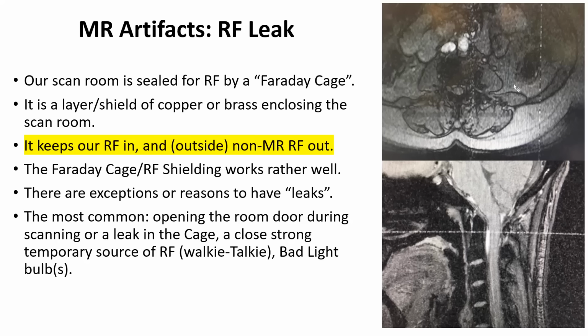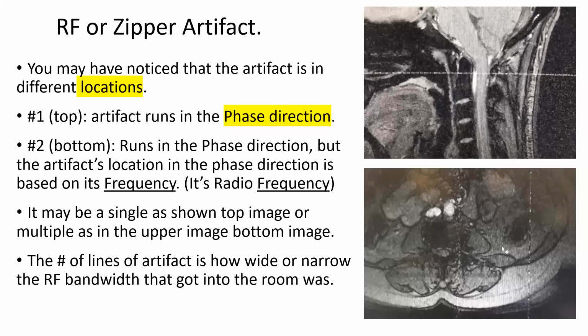Notice its position. Now, granted, phase and frequency is swapped on this, but the RF or zipper artifact is in the phase direction, but its location up or down, or in this case, right or left, comes from what the frequency was. So it's not always in the exact same spot. So it's an RF artifact that's seen in the phase direction, guys. That's one of the only ones that's kind of opposite. You go, oh, it's an RF. Why isn't it in the frequency direction? Because it's not. Its location is frequency dependent in the phase direction.